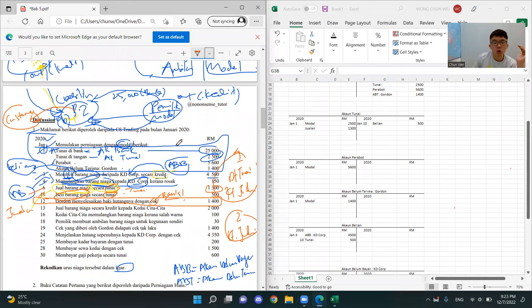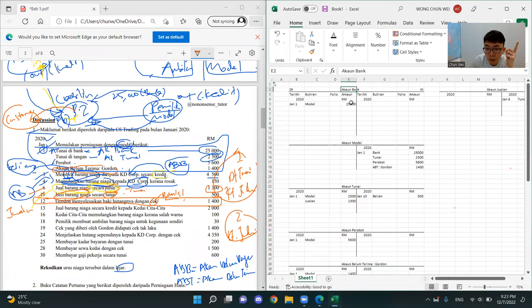Okay, so now Gordon is actually our ABT. So Gordon menyelesaikan, maksud Gordon bayarkan cek itu kepada kita. Gordon is paying to us. Kita menerima wang daripada Gordon. Kita menerima cek daripada Gordon. Therefore, check means bank. I will have to debit my bank. Here, 12. Because money comes in from siapa? Account belum terima Gordon.